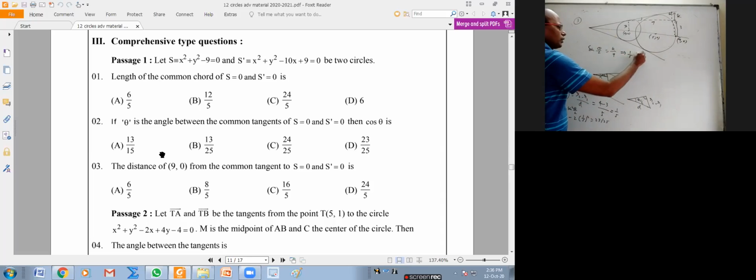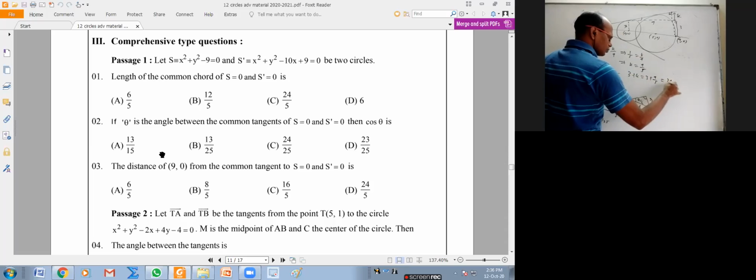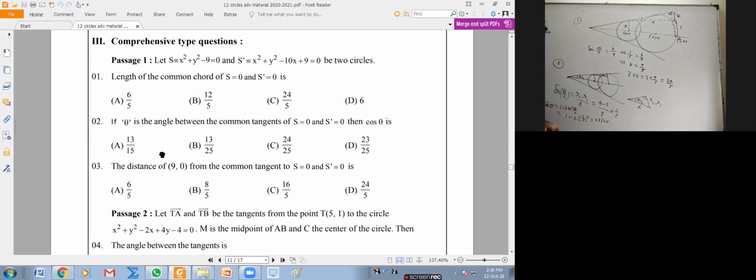So 1 by 5 is equal to K by 9, which means K is 9 by 5, and 3 plus K is 3 plus 9 by 5, which is 24 by 5. Otherwise, somebody can find the center of similitude, actually find one of the tangents, and then find the distance; it will also work. I'm just trying to do it from the figure, that's all.